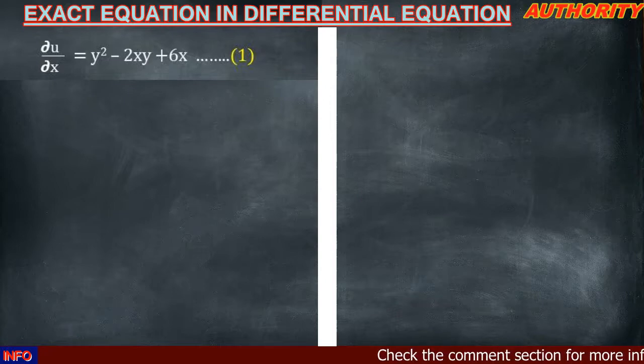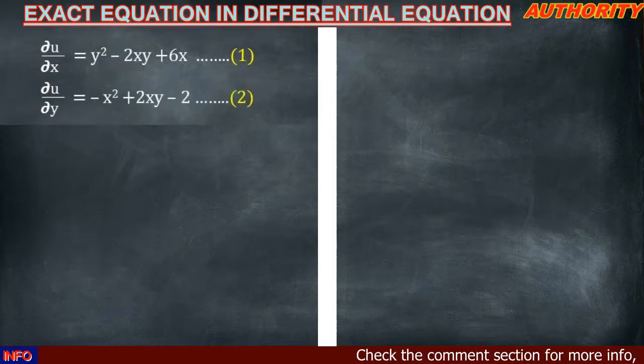We said equation 1 is the partial derivative of u with respect to x, which is equal to y squared minus 2xy plus 6x. And then the second equation, the partial derivative of u with respect to y is equal to minus x squared plus 2xy minus 2. We say this is equation 2, right? Good. And then we worked with equation 2 and we obtained u. Now let's work with equation 1. Let's see whether we are going to obtain the same u. All right? Good. Now, picking equation 1.